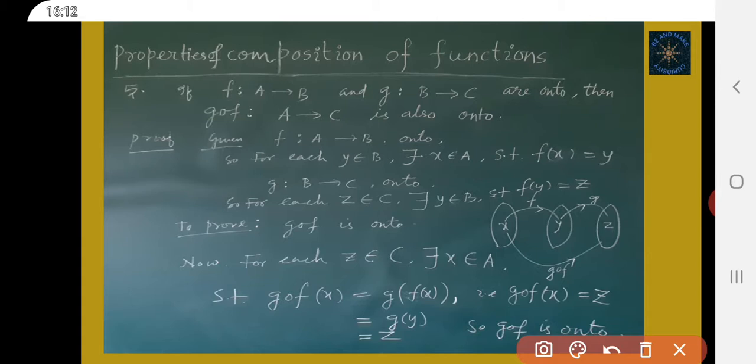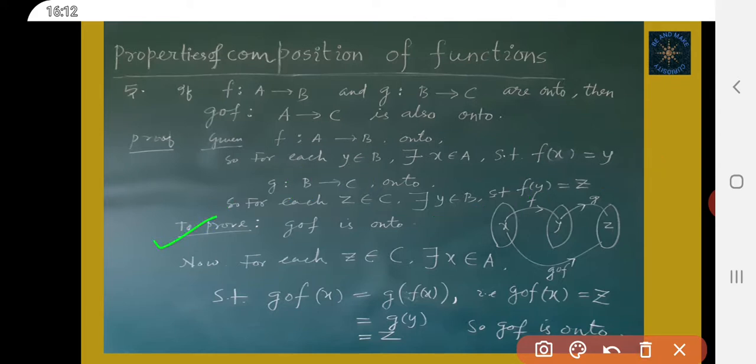Second, g is also onto, given. So g is mapping from B to C. So for every element of C, there must be a pre-image in set B. That is, you can write for every element z belongs to set C, there exists y belongs to B such that g of y is equal to z.